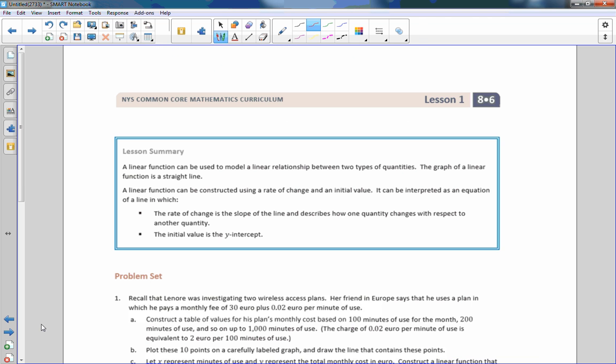Okay, that is the end of lesson 1 from module 6. Review the lesson summary and go to your problem set.